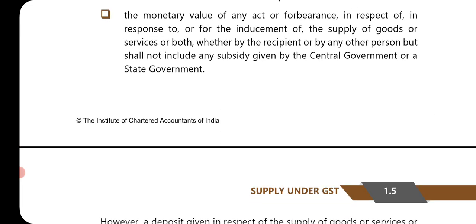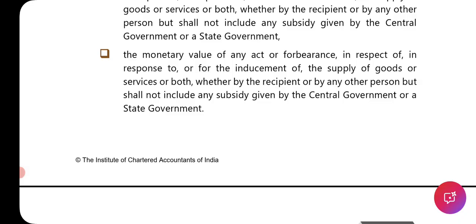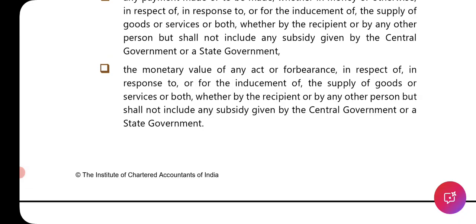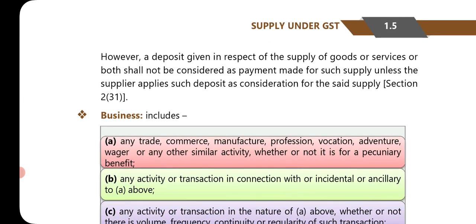Next, monetary value of any act of forbearance in respect of, in response to, or for the inducement of the supply of goods or services or both, whether by the recipient or by any other person, but shall not include any subsidy given by the CG or SG. So this is talking about, in short, anything given in kind, in monetary value. However, a deposit, if it is given, is not part of consideration for goods or services, but in case the deposit is converted into payment for supply, then it will become a consideration.